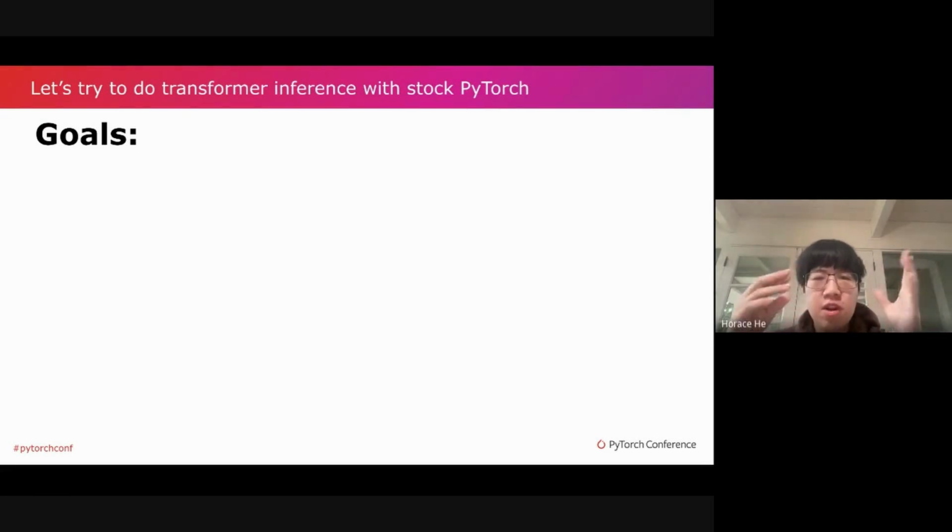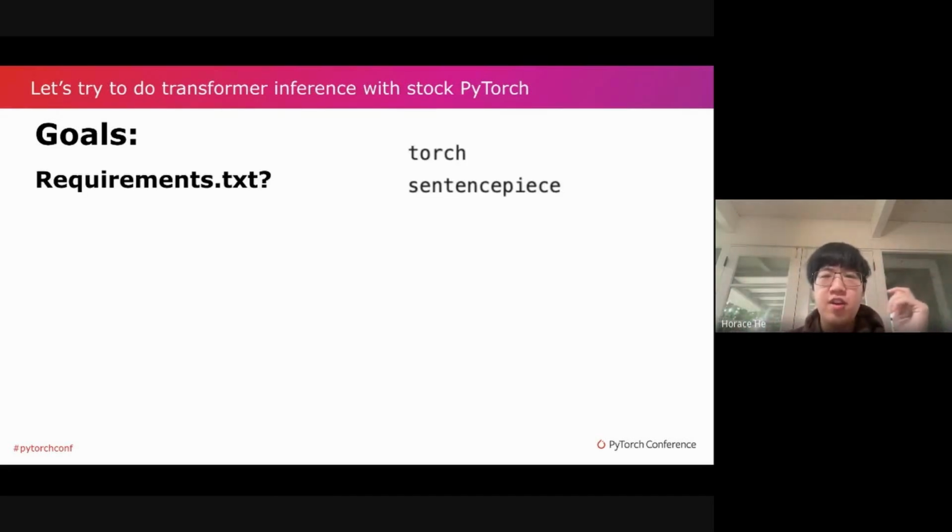And so today we're going to try to do transformer inference with stock PyTorch. The goals here are that we are trying to limit our requirements to basically only PyTorch, as well as SentencePiece, which is a library needed for tokenization.